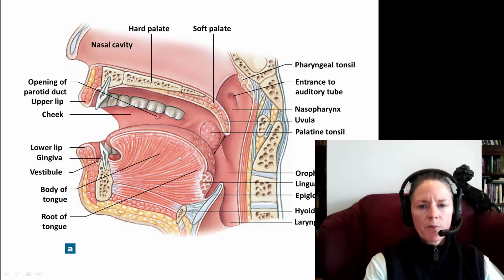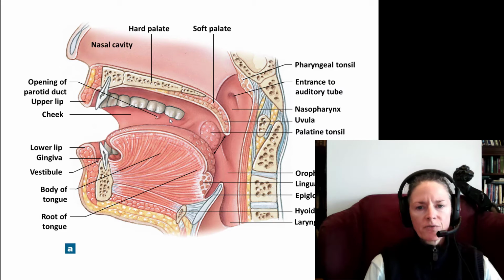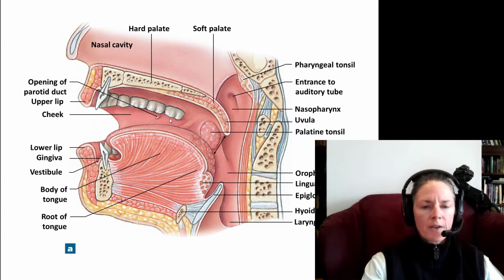So the mouth is a very important part because this is where the whole process of digestion begins with ingestion. Ingestion is the first part of the job of the intestinal tract, and that is the taking in of the food and the liquids that we will then use later on.